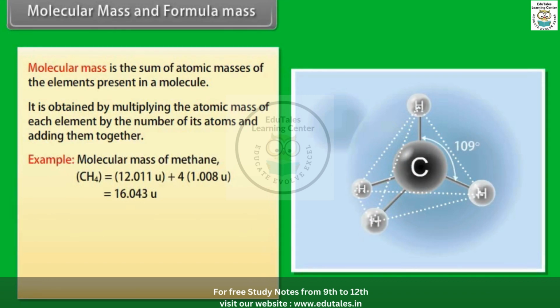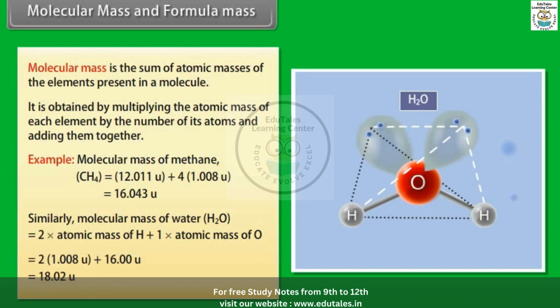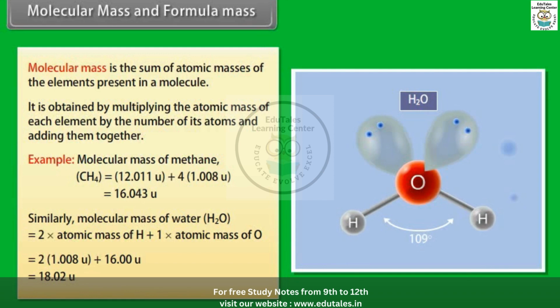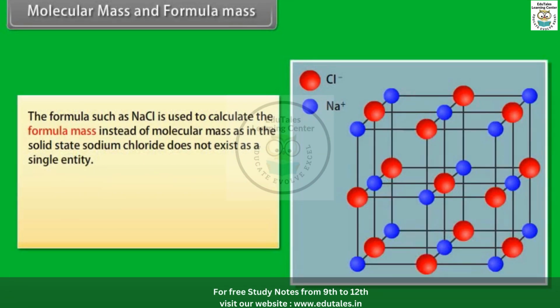CH4 is equal to 12.011 u plus 4 × 1.008 u, which is equal to 16.043 u. Similarly, molecular mass of water, H2O, is equal to 2 × atomic mass of H plus 1 × atomic mass of O, which is equal to 2 × 1.008 u plus 16.00 u, which is equal to 18.02 u.